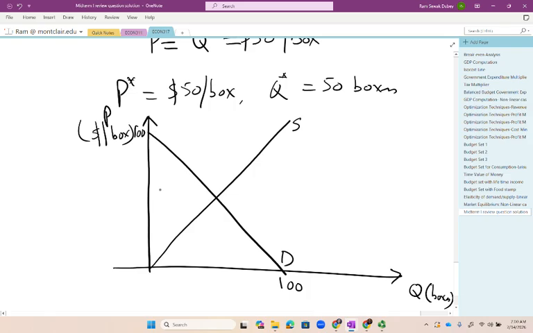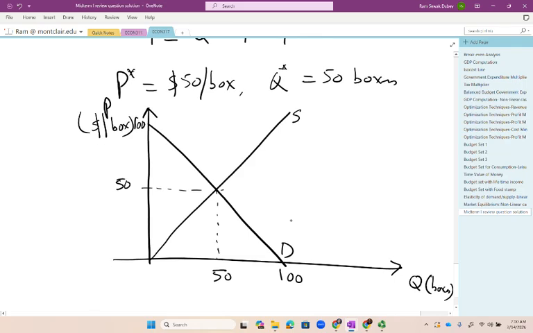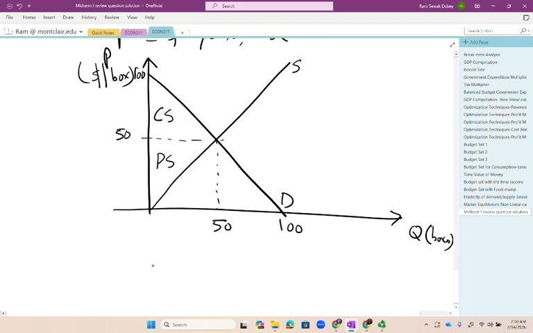This is the demand, and we have already done the computation to find out the price where these two intersect is $50, and then the corresponding quantity turns out to be 50. Given this information, we know the consumer surplus is all the surplus the buyers receive by being able to buy the product at $50 per box. So this triangle is the consumer surplus. The triangle below is the producer surplus, and then we add the two to obtain the total surplus.